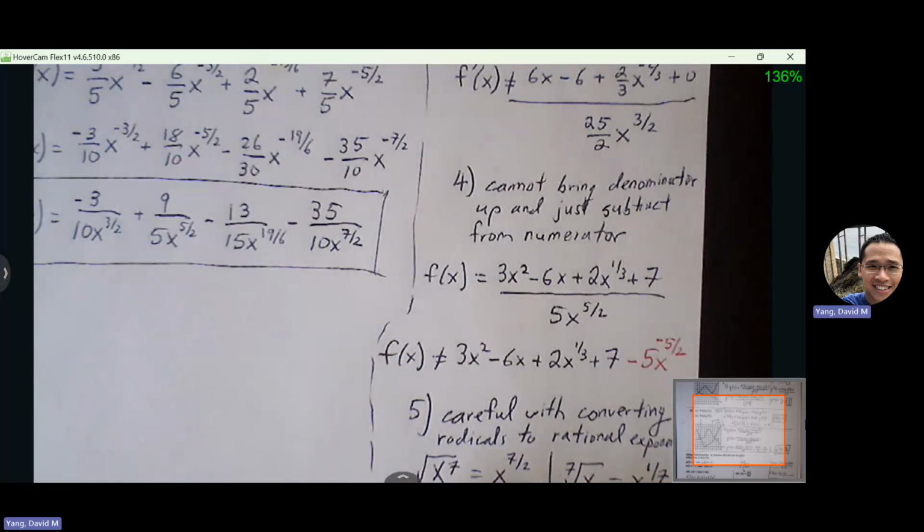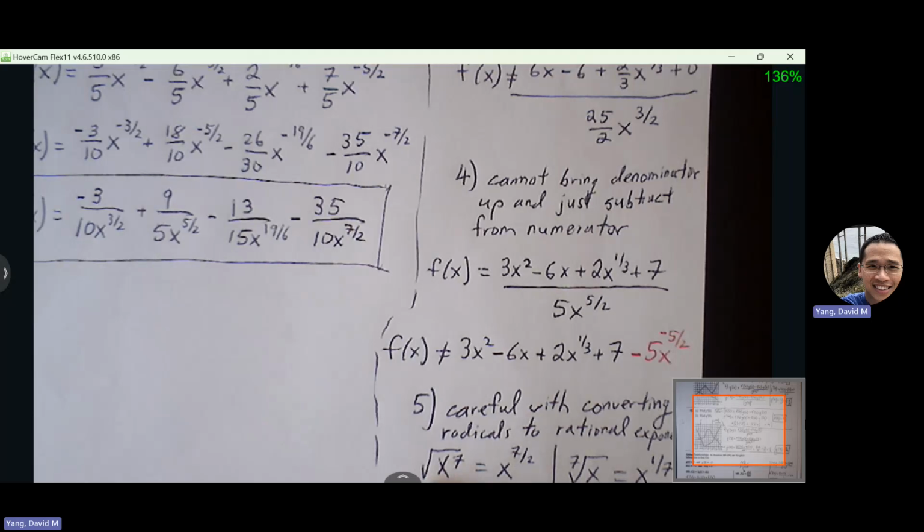And then be careful with converting from radicals to rationals. Square root of x to the 7th is not x to the 1/7, even though it looks like it, or x to the 2/7. It's x to the 7/2. X to the 1/7 should look like this: 7th root of x.